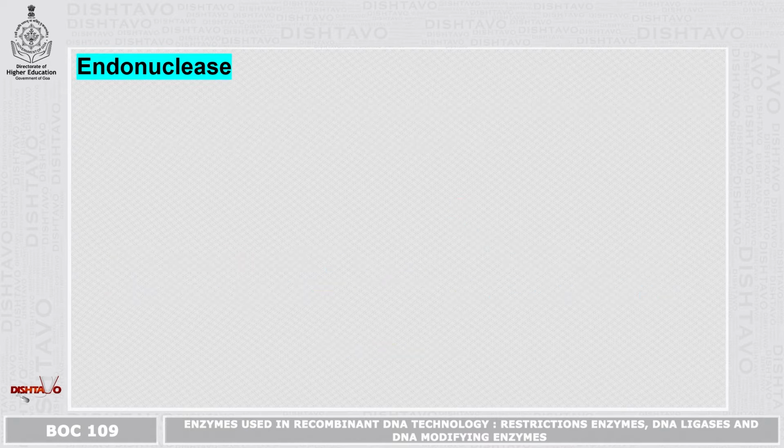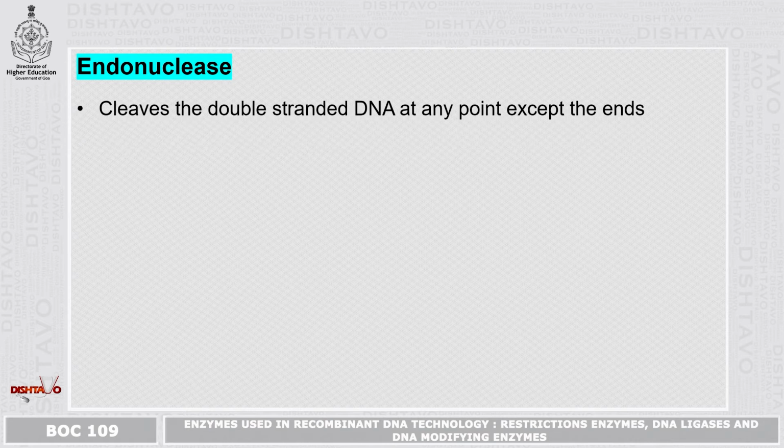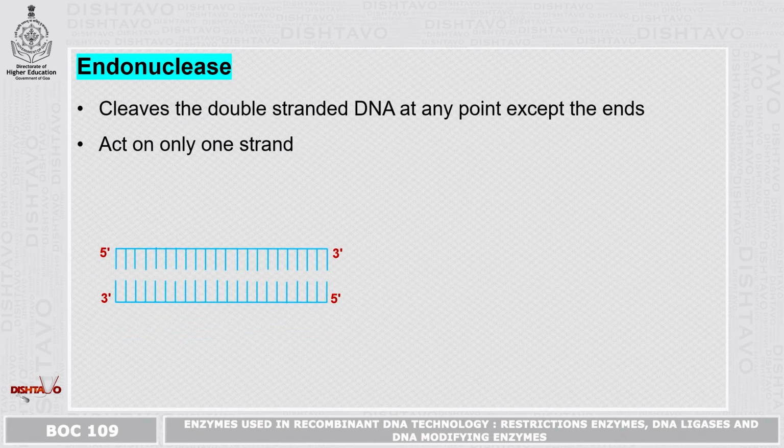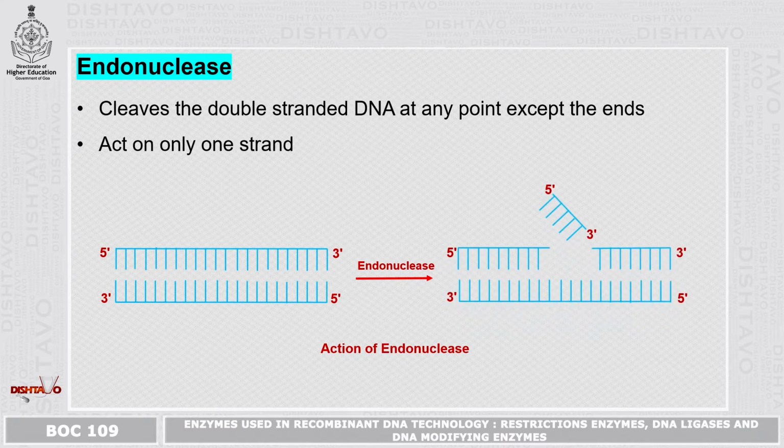Endonuclease enzymes cleave the double-stranded DNA at any point except the ends, and they act only on one strand, as you can see in this figure. This is the DNA which is acted upon by endonuclease enzyme, resulting in the generation of DNA fragment.